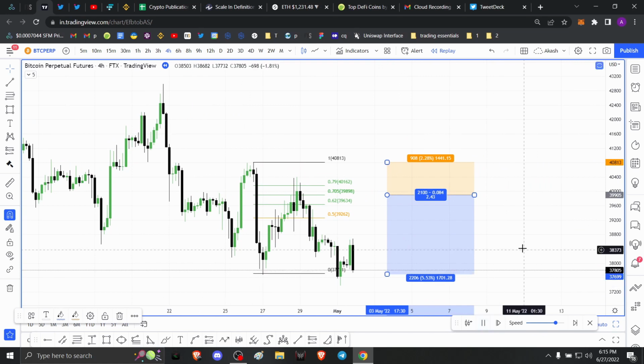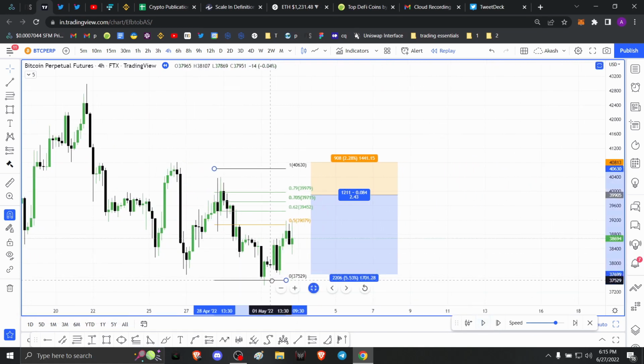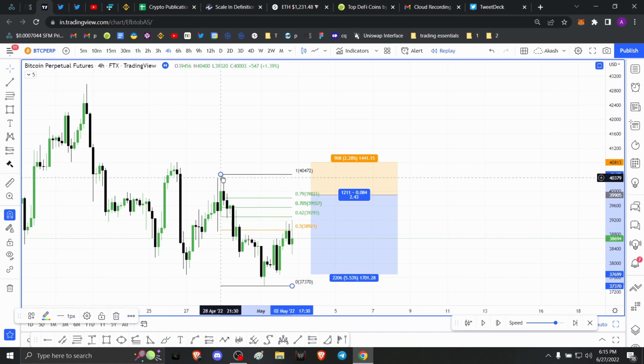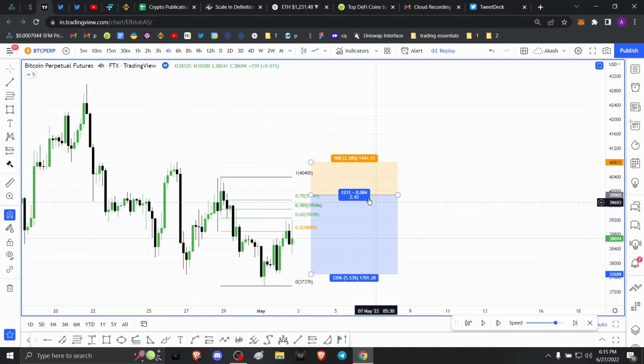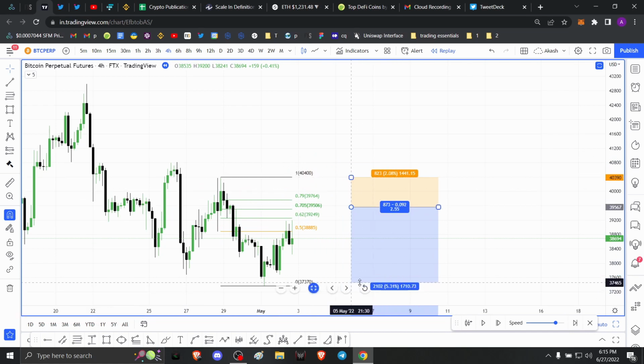Right, now you wait for another swing to form. Okay, now we have another swing here. I'm just going to shift my fib from here to here. Right, now we have another one, so we'll place our entry around this point, stop loss this point, and my take profit this point. Let's see if it plays out.